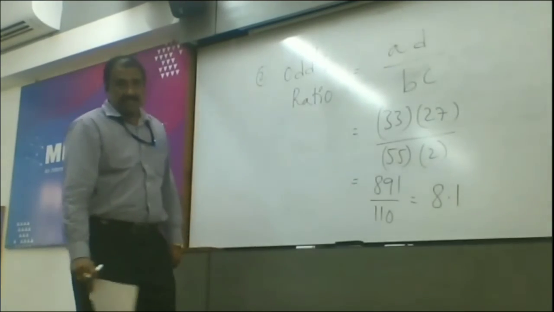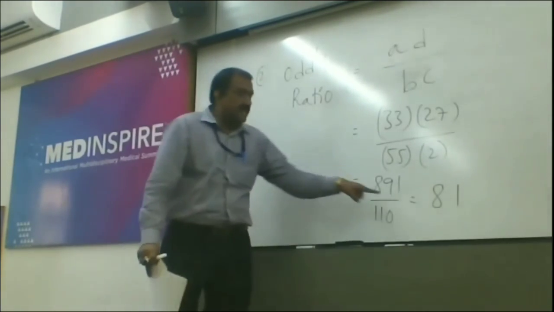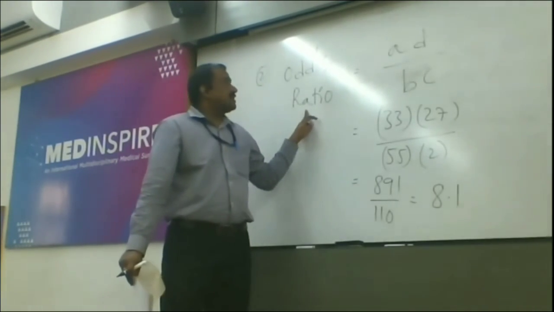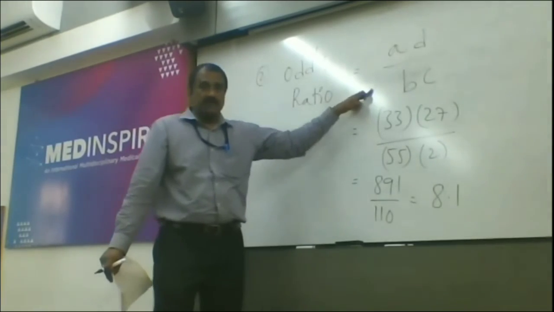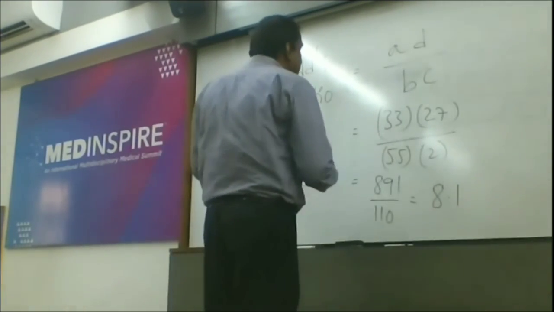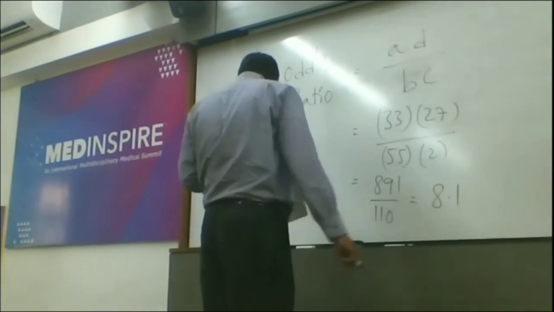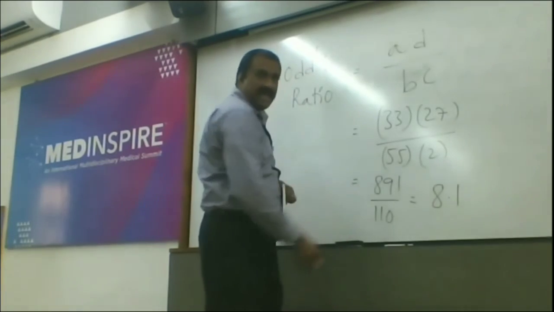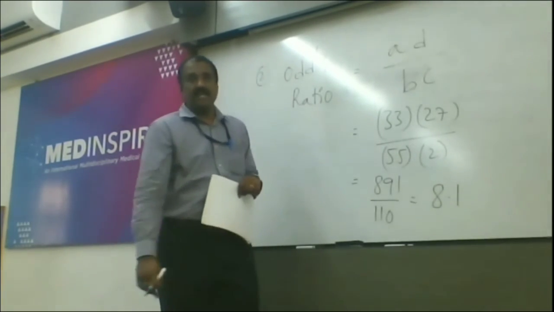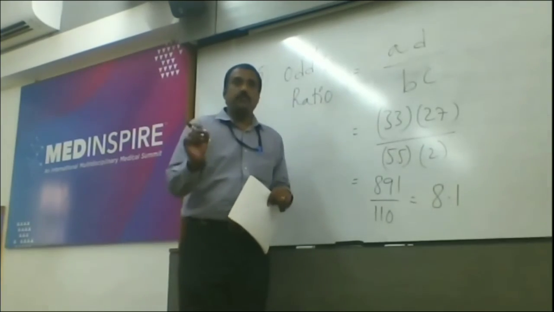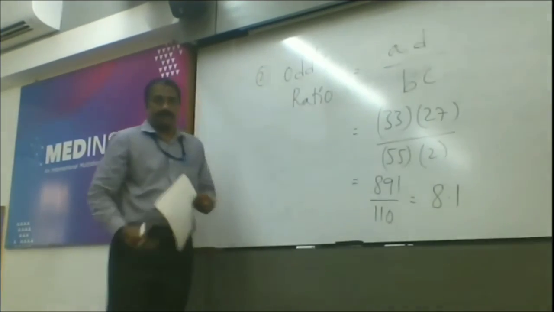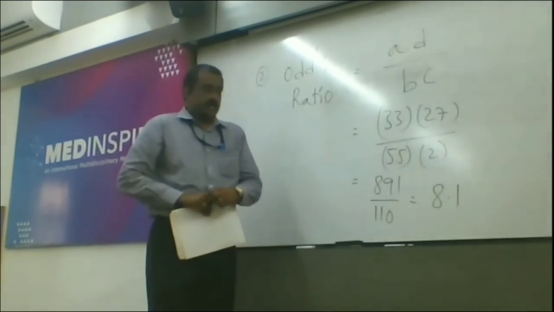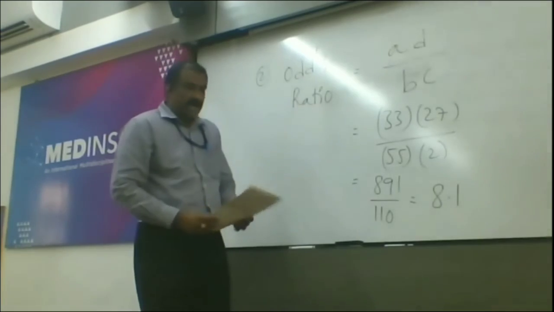Okay, so all these measures, please follow properly. Odds ratio is 8.1. So once again, I'm repeating. Odds ratio is equal to AD divided by BC. So A is 33 and D is 27, B is 55 and C is 2. So this is 891 divided by 110, and finally we are going to get the value 8.1. Please go through with this one. Any doubts? Okay, so you go for the next example.